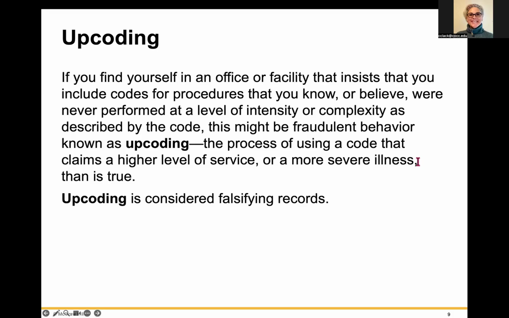So it's important to code, again, what is in the documentation. Only code what the documentation supports. If the provider believes a higher level was performed, the documentation must be updated to reflect that accurately.